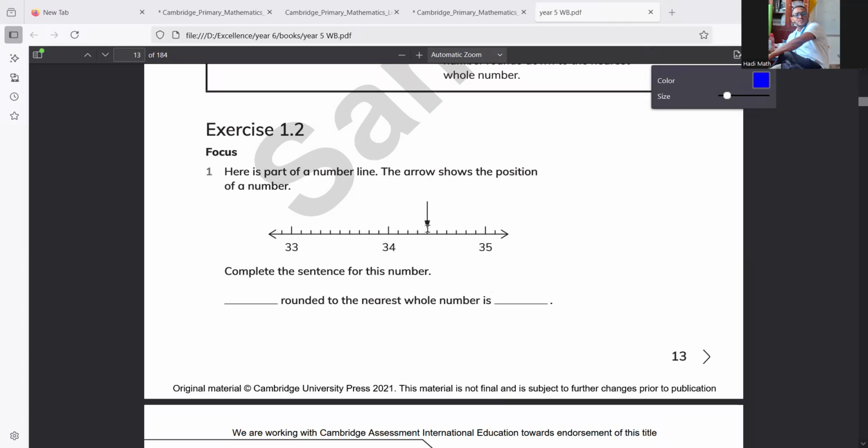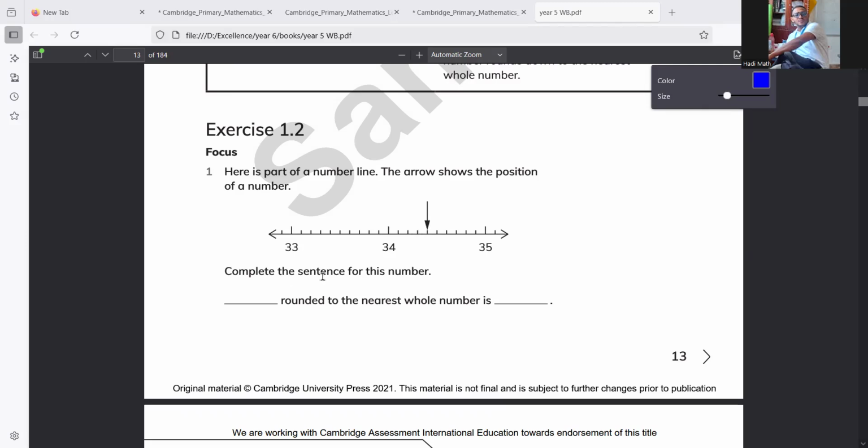Like this number here. If this is 35 and this is 34, then counting 1, 2, 3, 4, 5, 6, 7, 8, 9, 10, each small line is 0.1. Like 34, 34.1, 34.2, 34.3, 34.4.